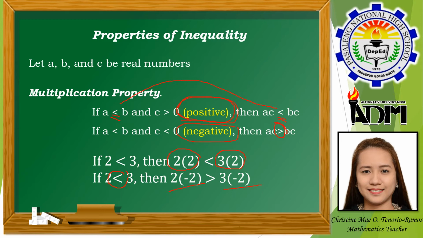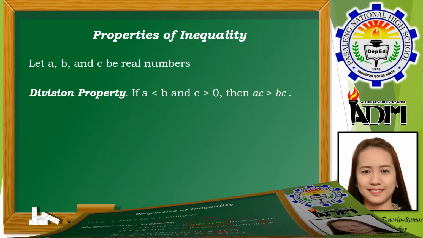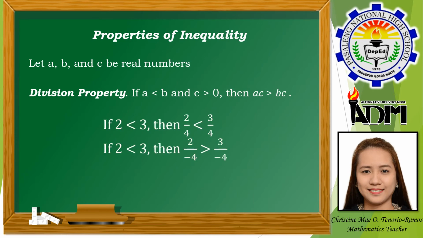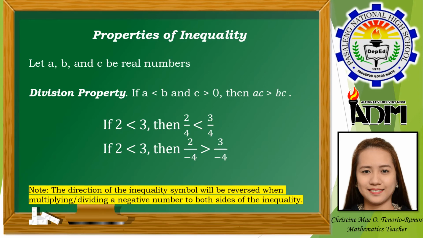So, ayan. Pag dumadami yung utang mo, mas lumiliit yung value. So, mag-change yung direction ng ating inequality symbol. Okay, ganyan din ang gagawin natin sa division property of inequality. Kapag positive yung i-divide, the direction of the inequality symbol remains.